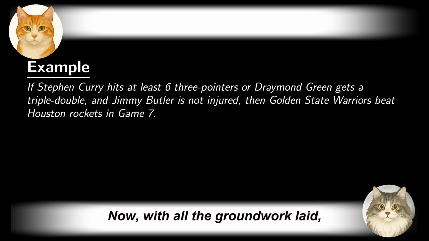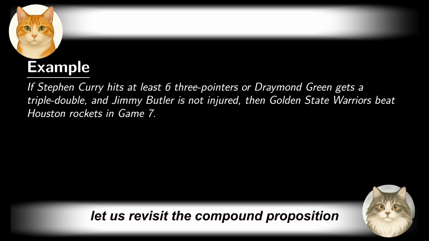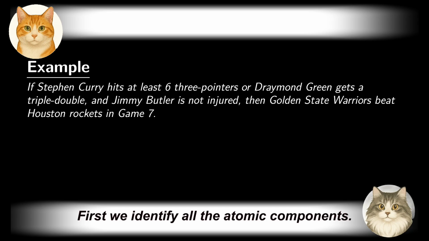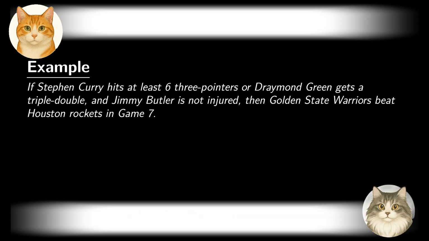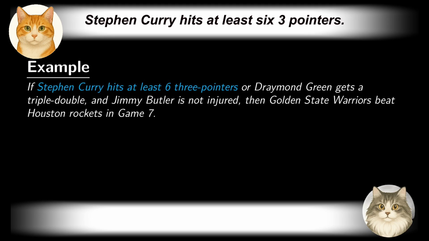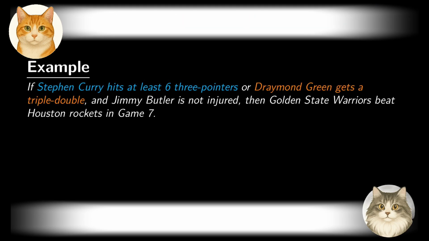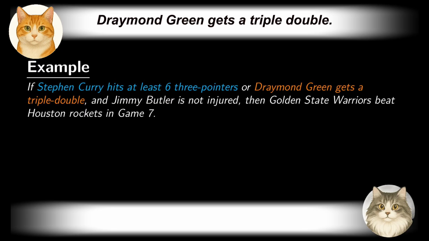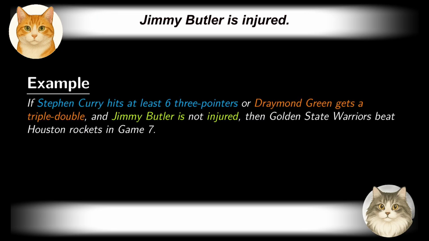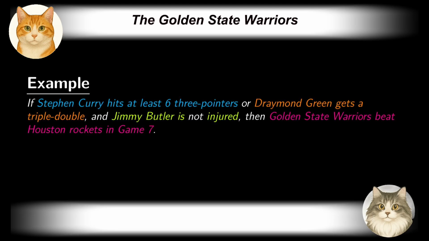Now, with all the groundwork laid, let us revisit the compound proposition introduced at the beginning and see if we can better understand its structure. First, we identify all the atomic components. Proposition P. Stephen Curry hits at least 6 three-pointers. Proposition Q. Draymond Green gets a triple-double. Proposition R. Jimmy Butler is injured. Proposition S. The Golden State Warriors beat the Houston Rockets in Game 7.